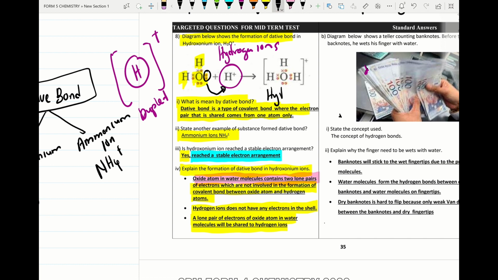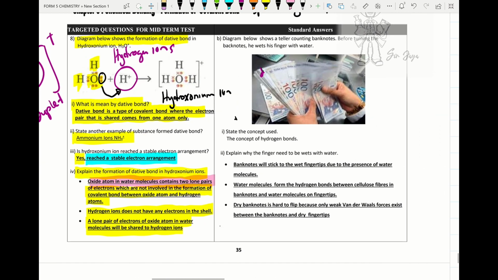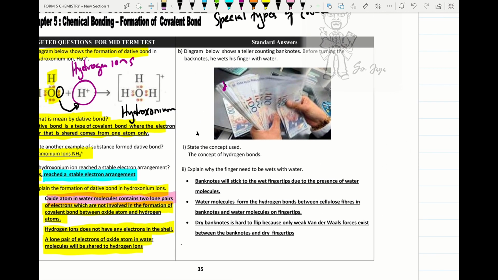So this ion is known as hydroxonium ion. Thus hydroxonium ion is formed. In hydroxonium ion, the oxygen atom and all the hydrogen atoms have achieved a stable octet and duplet electron arrangement respectively. All right, now we try to check the next question.